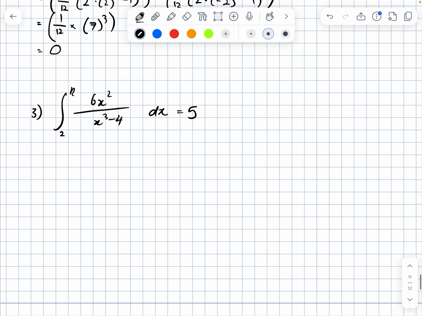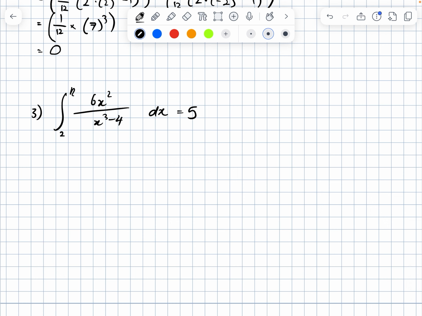Final question. This is sort of a merit type of question. We're told that the integral between k and 2 of 6x squared over x cubed minus 4 is equal to 5. Solve for k. Now in this question, because k is on the bottom limit, we are going to assume that k is greater than 2. So we're going to integrate. Well, it's a fraction, so I'm thinking maybe it's a log. I look to the denominator. That differentiates to 3x squared, which is very close to 6x squared. So this will be a ln integration.